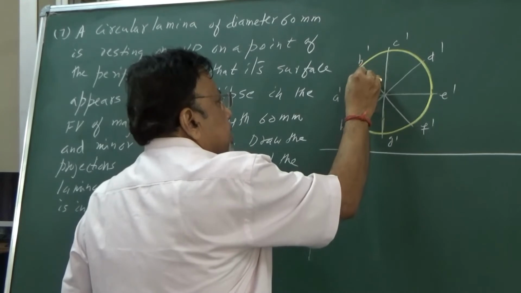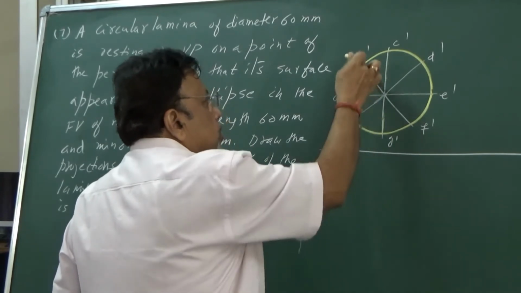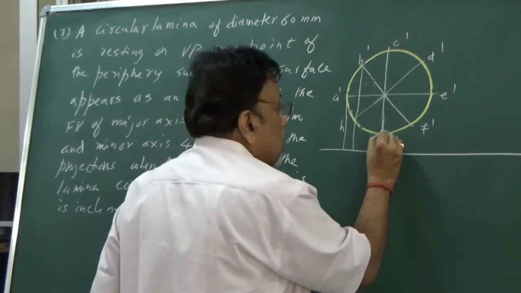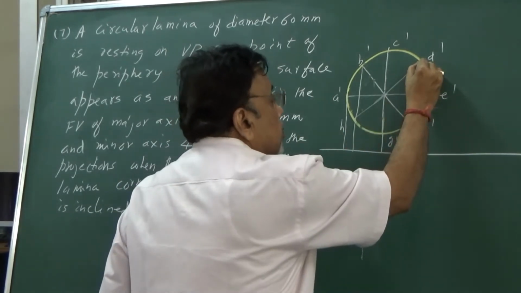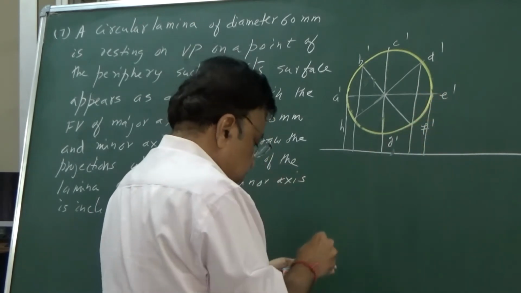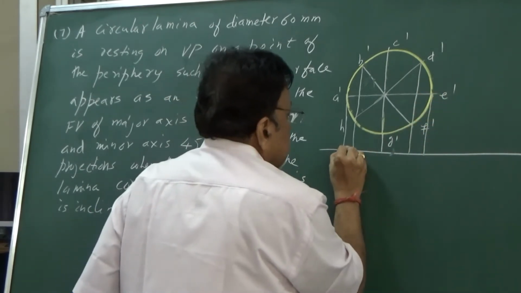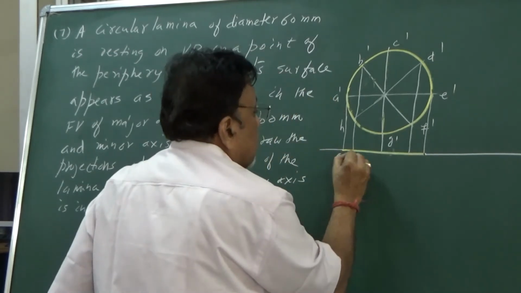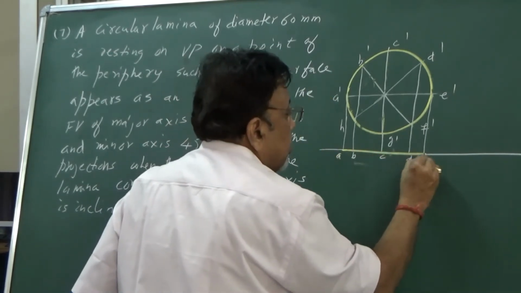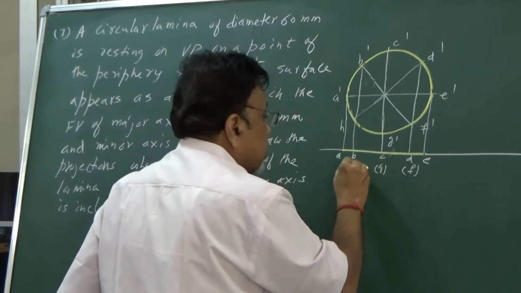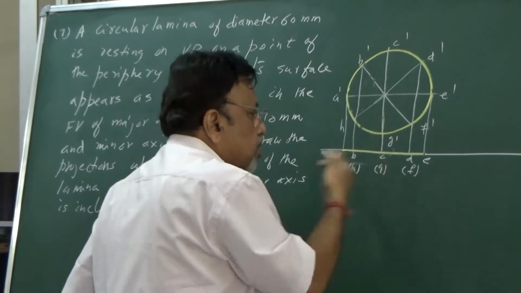Remember, since I have taken 45 degrees, these two radial lines have to come on the same projectors. That is the advantage of dividing it in a particular fashion. So draw these projectors. This is the lamina. So now A, B, C, D, E, F, G, H. See, without seeing this, I am able to do it.